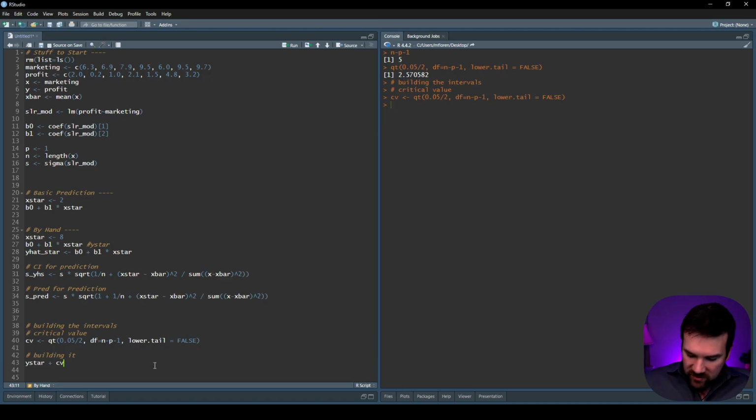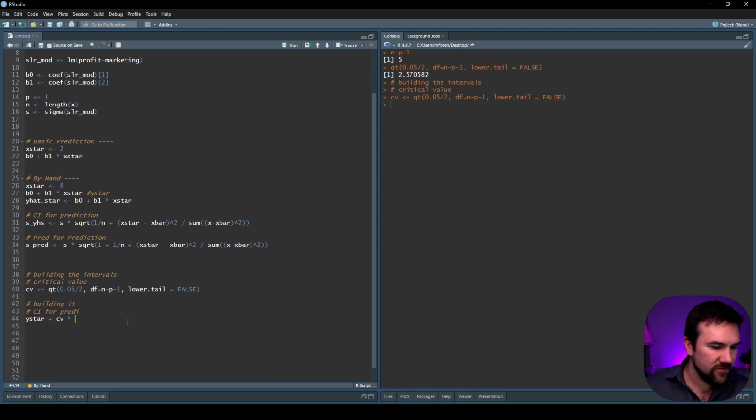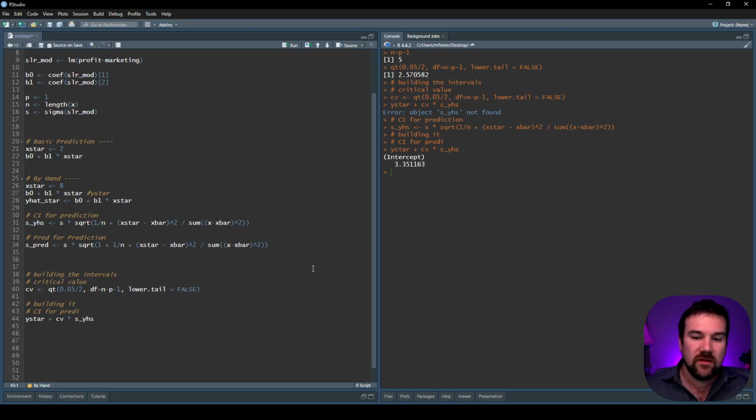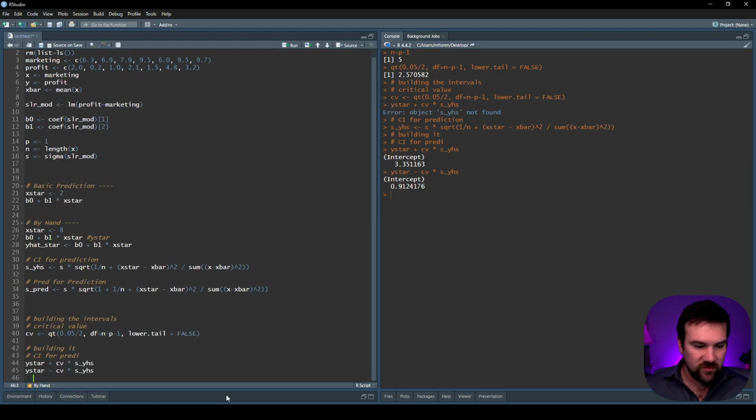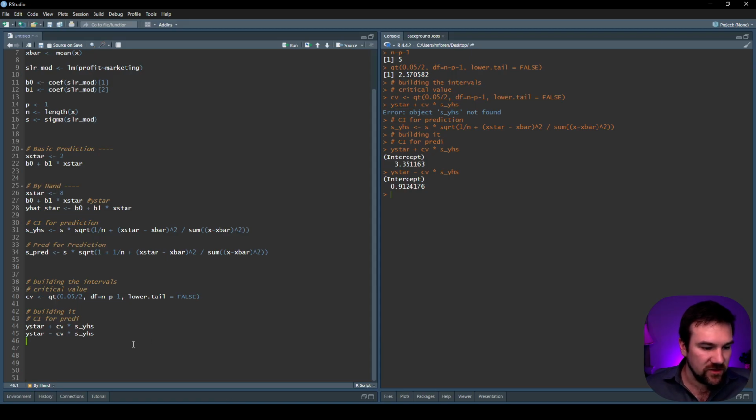So y star plus the critical value times the standard error. Let's build the confidence interval for prediction first. For this confidence interval for prediction, it's the critical value times the standard error for the confidence interval for prediction, which is y hat star. Oh, did I not save that? I guess I didn't. There we go. This is my top part of the interval for y hat star, the confidence interval for prediction. Then I'll subtract. This is the bottom part. So positive 0.91 to positive 3.35. And that's my confidence interval for prediction.